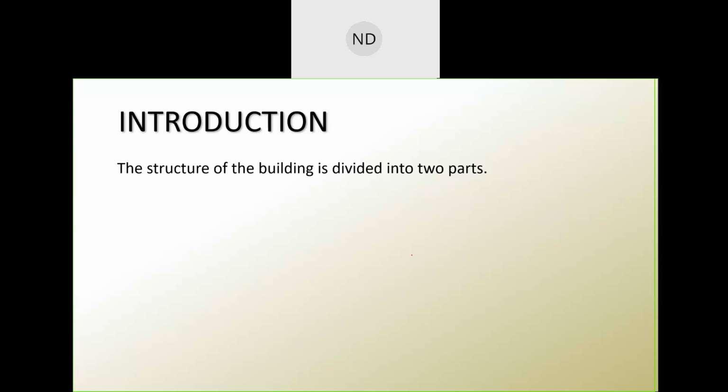Okay, like a structure or a building is divided into 2 parts. We are going to talk in this subject mainly about these 2 parts. And what are those 2 parts? These are your substructure and your superstructure.